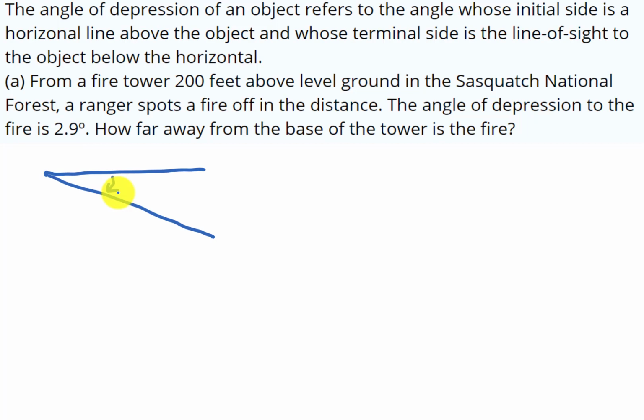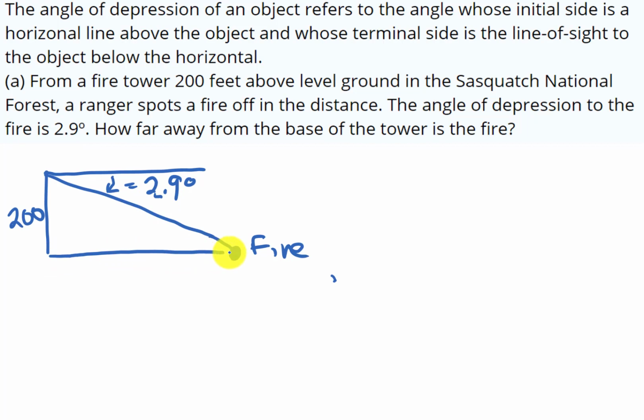From a fire tower 200 feet above level ground in the Sasquatch National Forest, a ranger spots a fire off in the distance. So first, let's make a tower here that is 200 feet above, and he's up in the tower and he looks down, angle of depression. It says the angle of depression is 2.9 degrees, and he sees this fire right here. So here's where the fire is. How far from the base of the tower is the fire? So we want to know this distance right here.